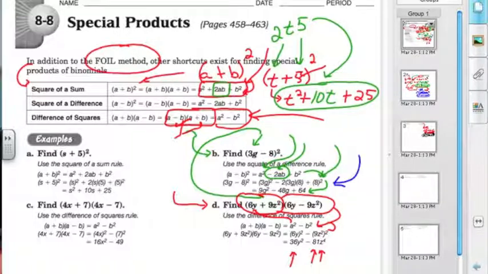If you want to see another example of it, over here in example C, it says use the difference of squares. So here's the quick shortcut. A squared minus b squared. What was in A? Here's A, 4x. So they put it down here. What's in the B location? A 7. So they put it over here. Well, 4x squared is 16x squared. 7 squared is 49. And you just have a subtraction in the middle of it.